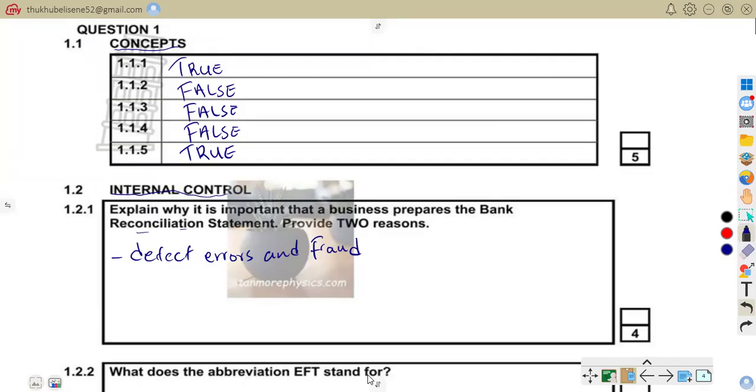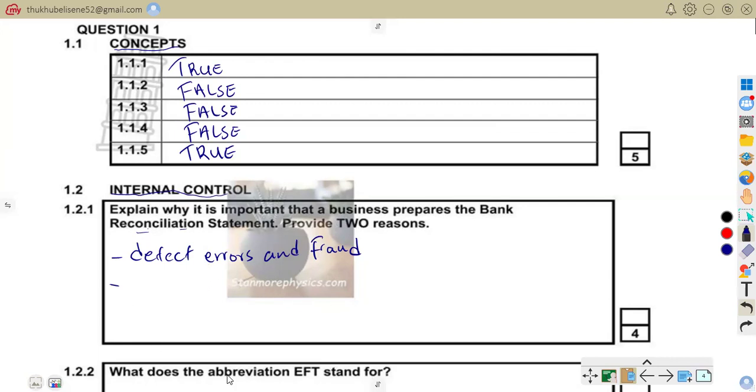So it means now we're going to look at the difference. You know, when you're saying 10,000 minus 8,000, you're going to get 2,000, which will be the missing. So the 2,000 missing, that is a possible error or theft. That is one of the reasons why we do prepare bank reconciliation statement to detect errors and fraud.